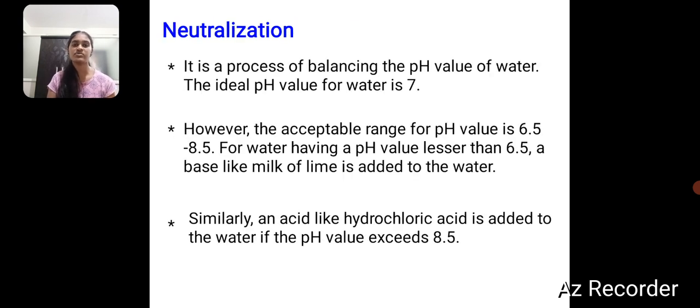Next one, neutralization. It is a process of balancing the pH value of water. The ideal pH value of water is 7. However, the acceptable range of pH value is 6.5 to 8.5. For water having a pH value lower than 6.5, a base like milk of lime is added to the water. Similarly, an acid like hydrochloric acid is added to the water if the pH value exceeds 8.5.